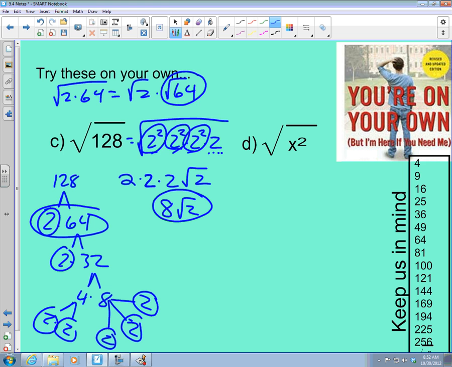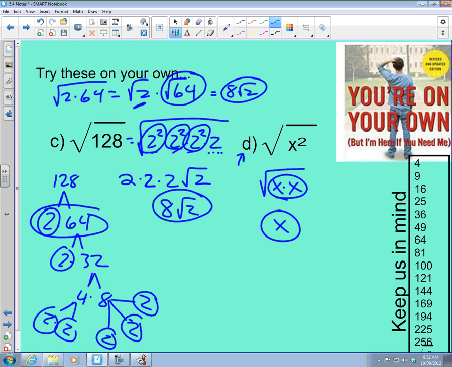And the square root of 64 is 8. So this becomes 8, and then the square root of 2 you put on the end. Square root of 2. Either or. With variables, for D here, it's x squared. So what do we have there? We have an x times an x. There's 2 of them, so I can pull it out and say this is equal to just simply x.